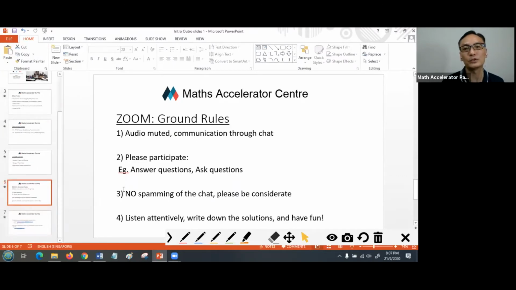As usual, let's go through the ground rules. Audios are muted because we have a big audience over here, so the primary communication with us is through chat. Please participate actively, both in answering questions and asking questions. We do not encourage spamming in the chat. If you think this class is not suitable for you, you can just go off quietly and nobody will stop you. But please don't spam, as it makes everybody uncomfortable. Please be considerate, listen attentively, write down the solutions, and most of all, have fun.